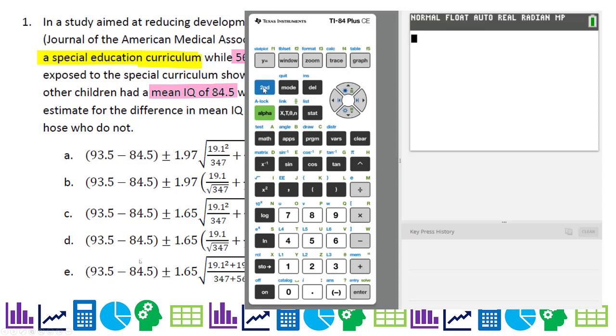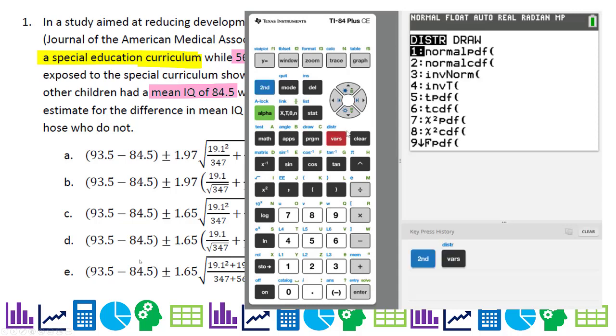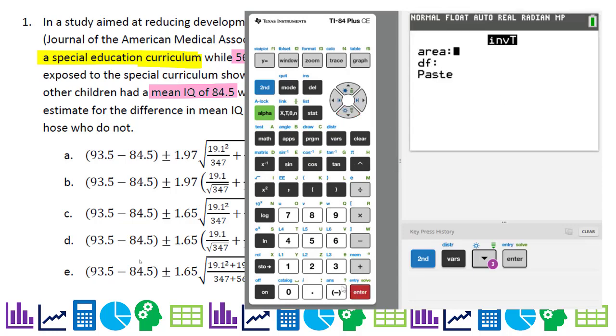So to find the critical value, we go to the second distribution menu. If it was a z-star critical value, like for proportions, we would use inverse norm. But since we're dealing with t's, which is basically means, it's inverse t. We have to do a slight adjustment to our area because we're not doing center area, we're doing left area, also known as percentile.